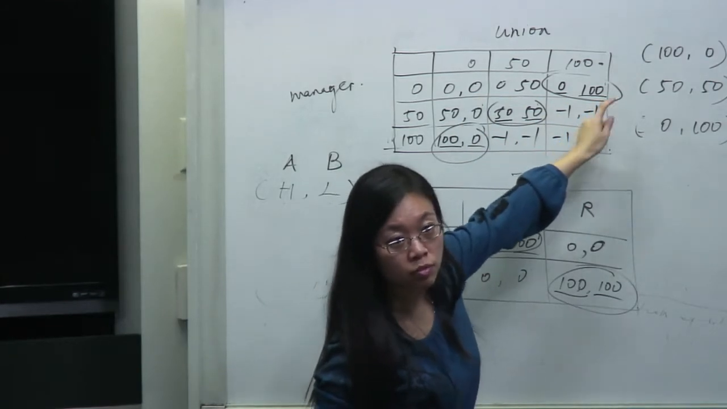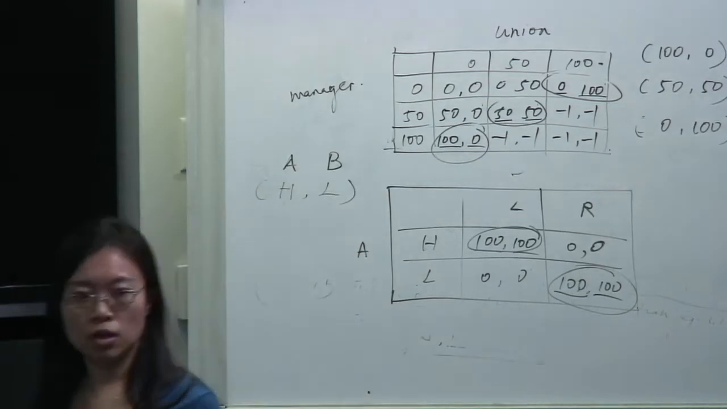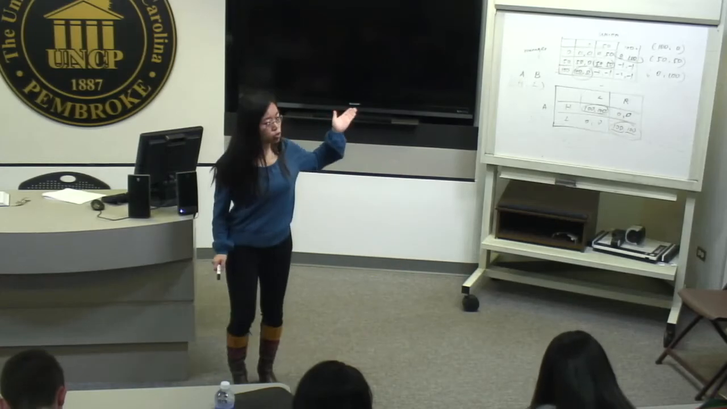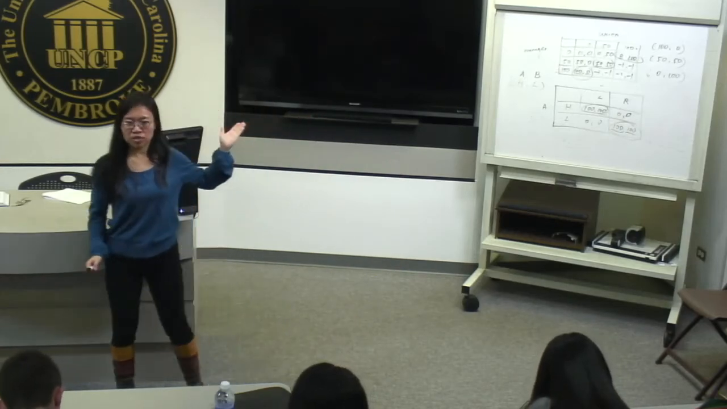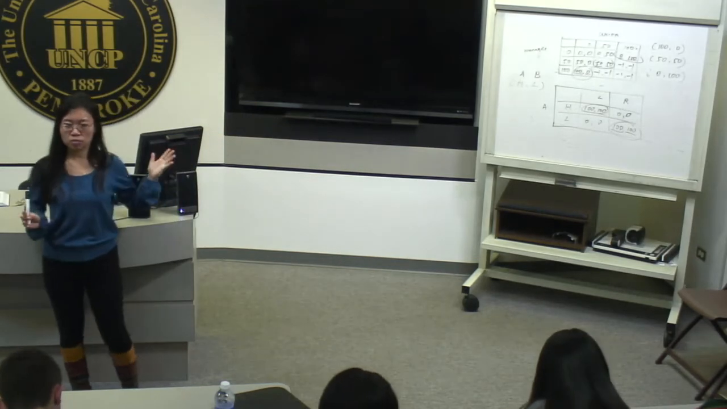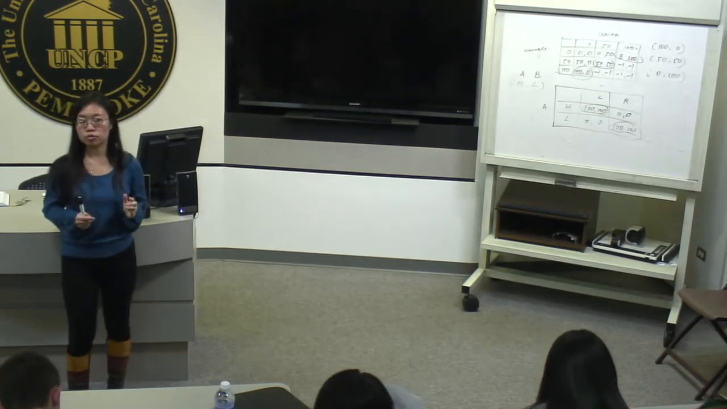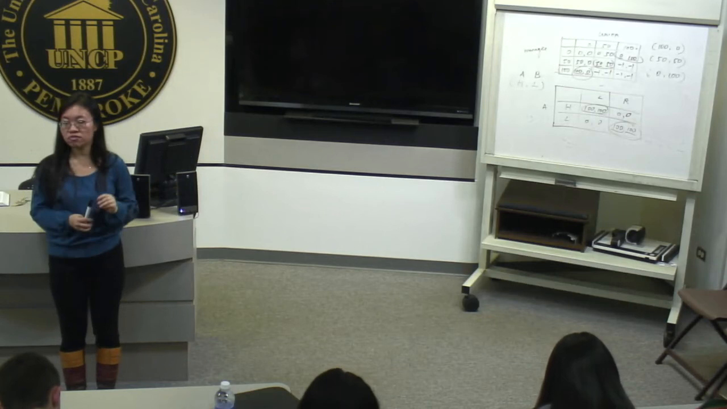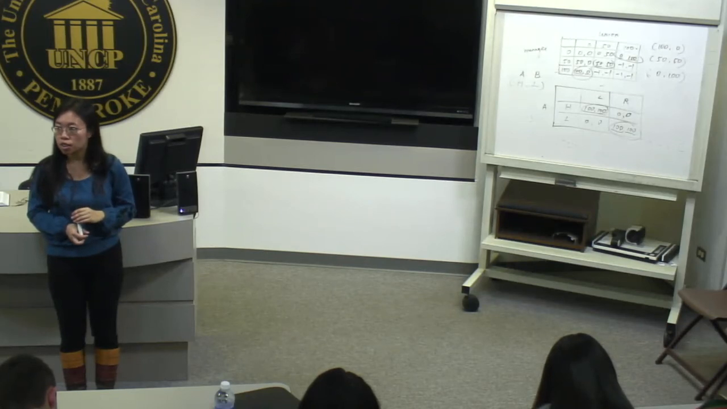Oh, I got it. Okay, so this shows you we can use game theory to predict this kind of bargaining situation. Now, I'm going to give you a story. It's very similar to this bargaining, and I want you to find the Nash equilibrium in this game.